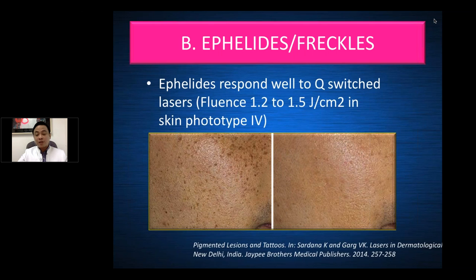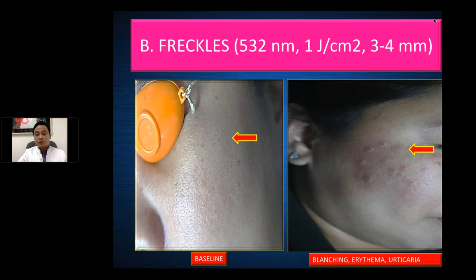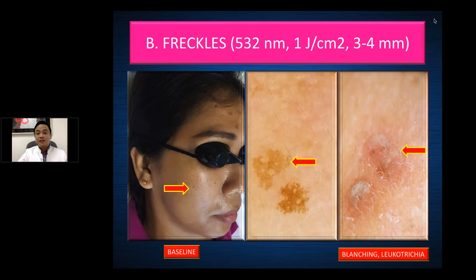So this is just an example of a younger patient with freckles. We use the 532 nanometer wavelength at 1 joule per centimeter squared and a spot size of 3 to 4 millimeters. This is another example at baseline, and the following images are under dermoscopy.